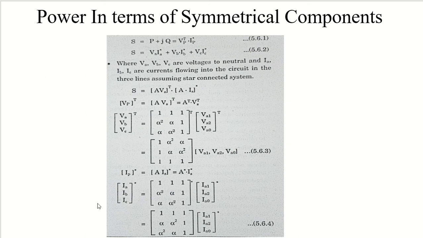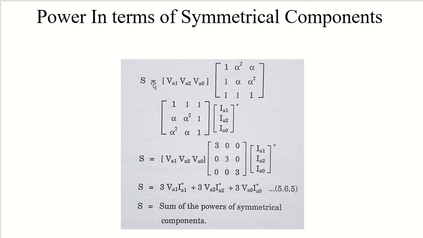Now what we will do is replace the values of this IP star and VP star in this formula. So once we replace the values of IP star and VP star, what we will get is S equals to, this is the value of my voltage, this is the transpose of voltage, this is the transpose of A. Then we have A conjugate, which is the same as A, and then we have I conjugate.